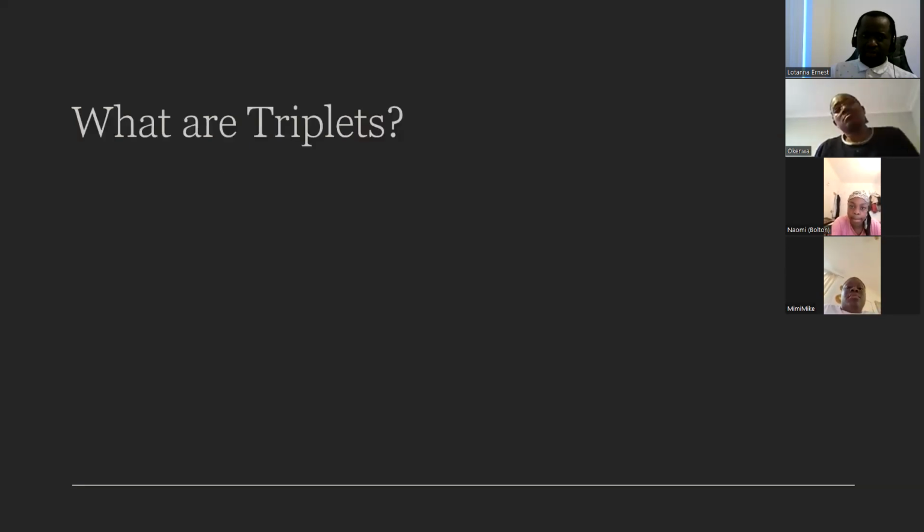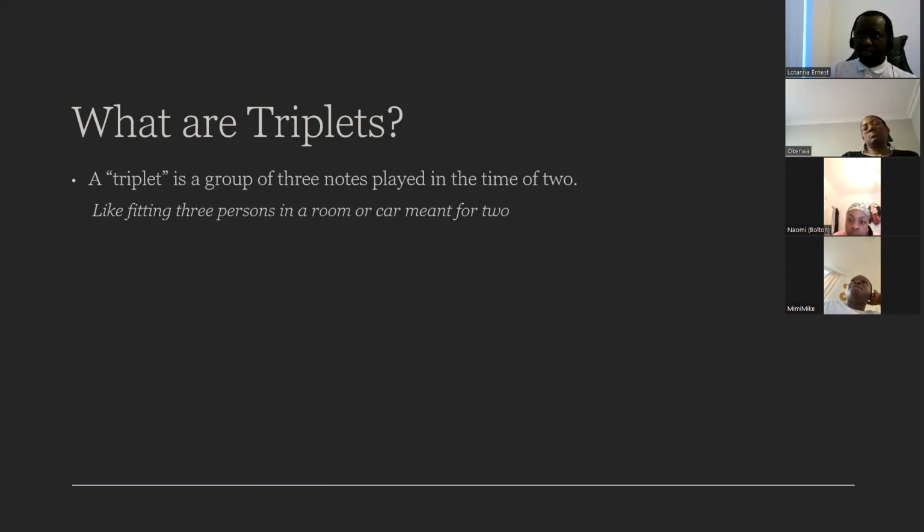What are triplets? When you hear the word triplets in music, there are other lets. You have duplets, you have quadruplets, but for the purpose of this grade, let's stay with triplets. So what is a triplet? A triplet is a group of 3 notes that are played in time of 2. What does that mean? It's like something that should contain 2 people, and you fit in 3 people there.